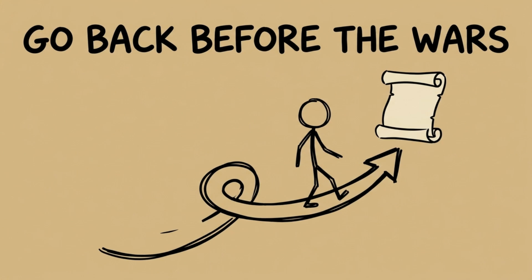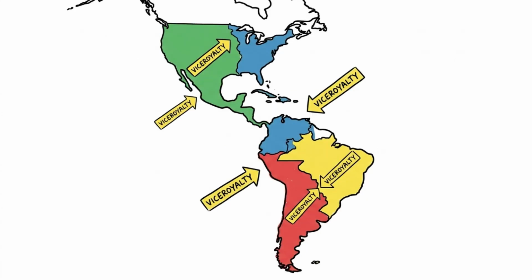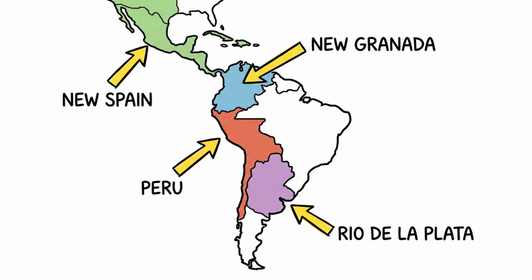Spain did not govern its American territories as one single unit. It divided them into separate administrative zones called viceroyalties. New Spain covered Mexico and Central America. New Granada covered what is now Colombia, Venezuela, and Ecuador. Peru covered much of the western coast. Rio de la Plata covered Argentina, Paraguay, and Uruguay.